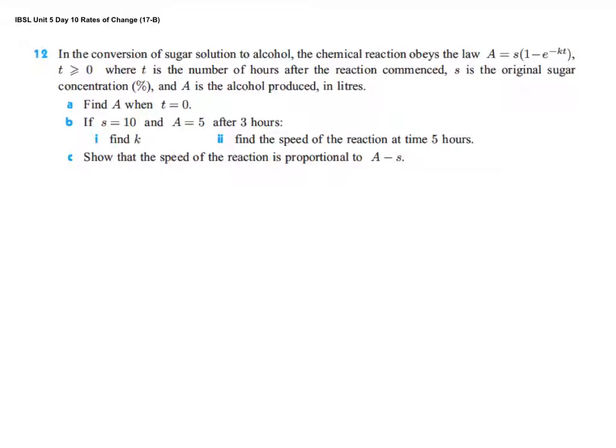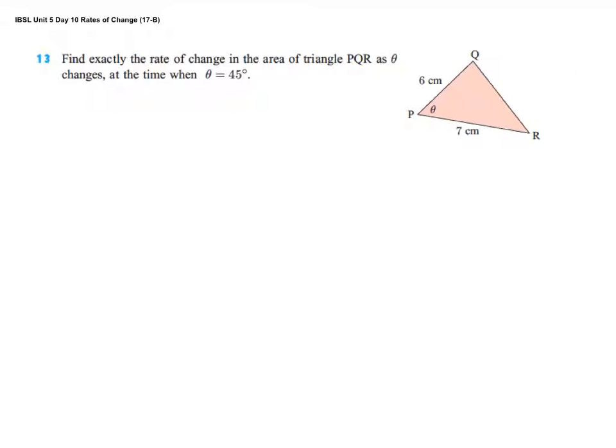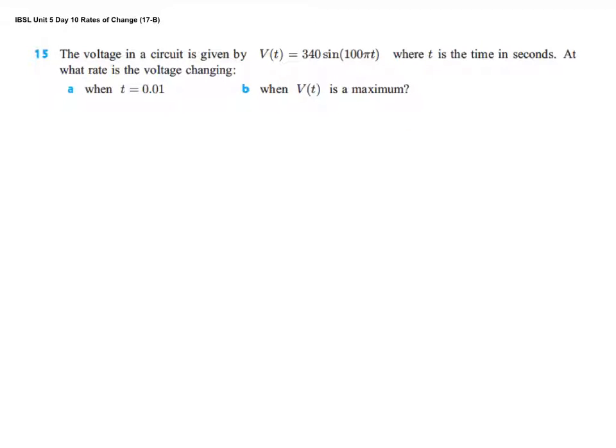Height of a shrub. The rate of a chemical reaction: how fast is the rate of a chemical reaction? Depth of water: here's the change in the depth of water over time as the tide comes in and goes out, in Indonesia. And then here's a rate of change just like the problem we just did. Voltage: the rate of change in voltage in a particular circuit.